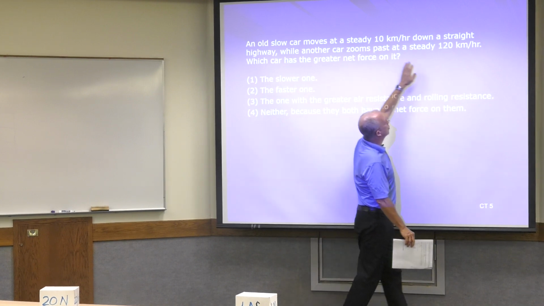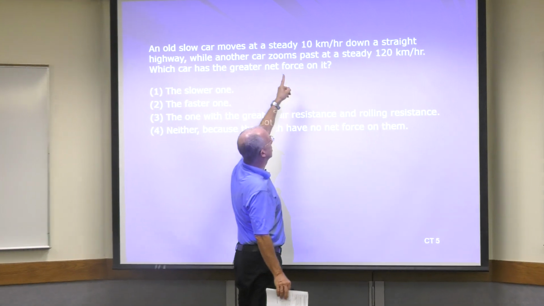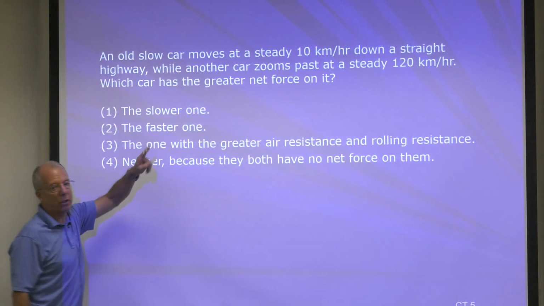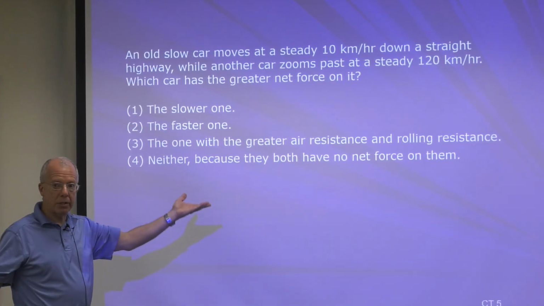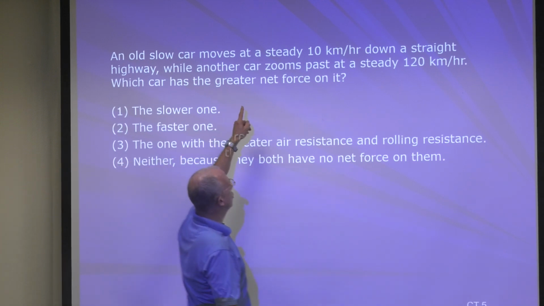steady, straight. So the old slow car, the speed is steady, so it doesn't change. It's a straight highway, so the direction doesn't change. So for the old slow car, the velocity doesn't change. So the acceleration is 0. Okay? And how about this guy that's zooming past?